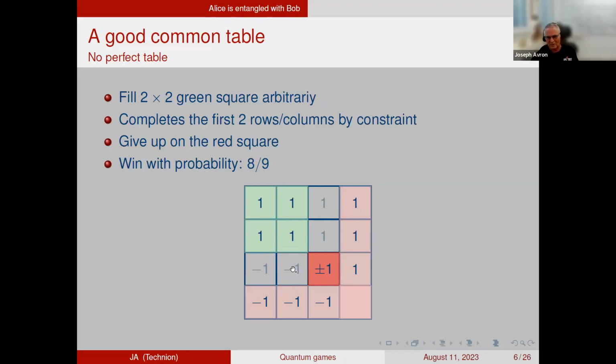Now, as I told you, there is no way to fill the entire table. And indeed, if you try to see what would happen in the red square, there is a conflict. Alice would want to put a plus sign, and Bob would want to put a minus sign. So they can agree on a table, and they will give up on 1 square out of 9, the red square. And this would mean that they would win the game 8 out of 9 times.